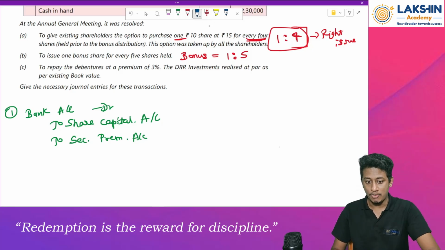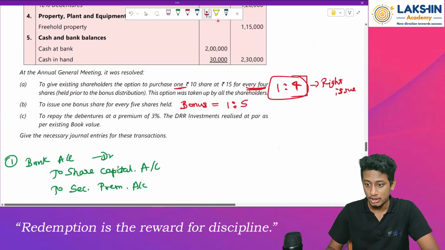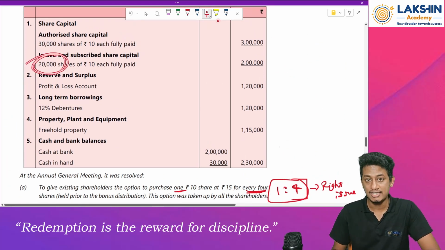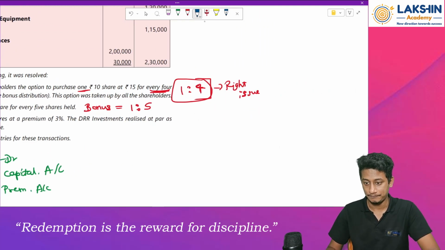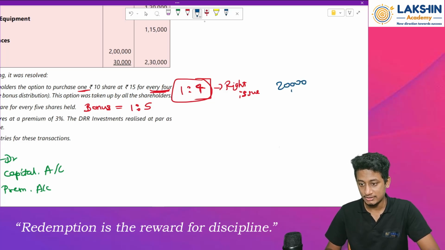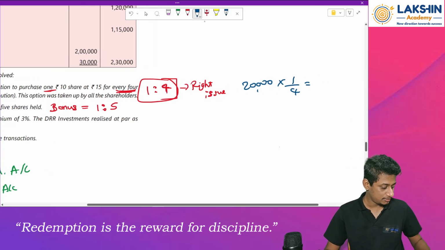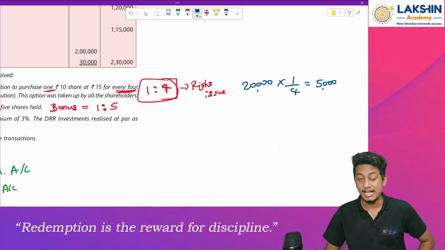Okay, coming to amounts. But before the amounts, how many equity shares are issued? So the ratio is what? 1:4. How many equity shares were already issued? 20,000 equity shares were already issued, right? So I will just mention it over here only. 20,000 equity shares into 1 by 4, that will be how much? 20,000 by 4 is 5,000. So 5,000 new right shares will be issued.